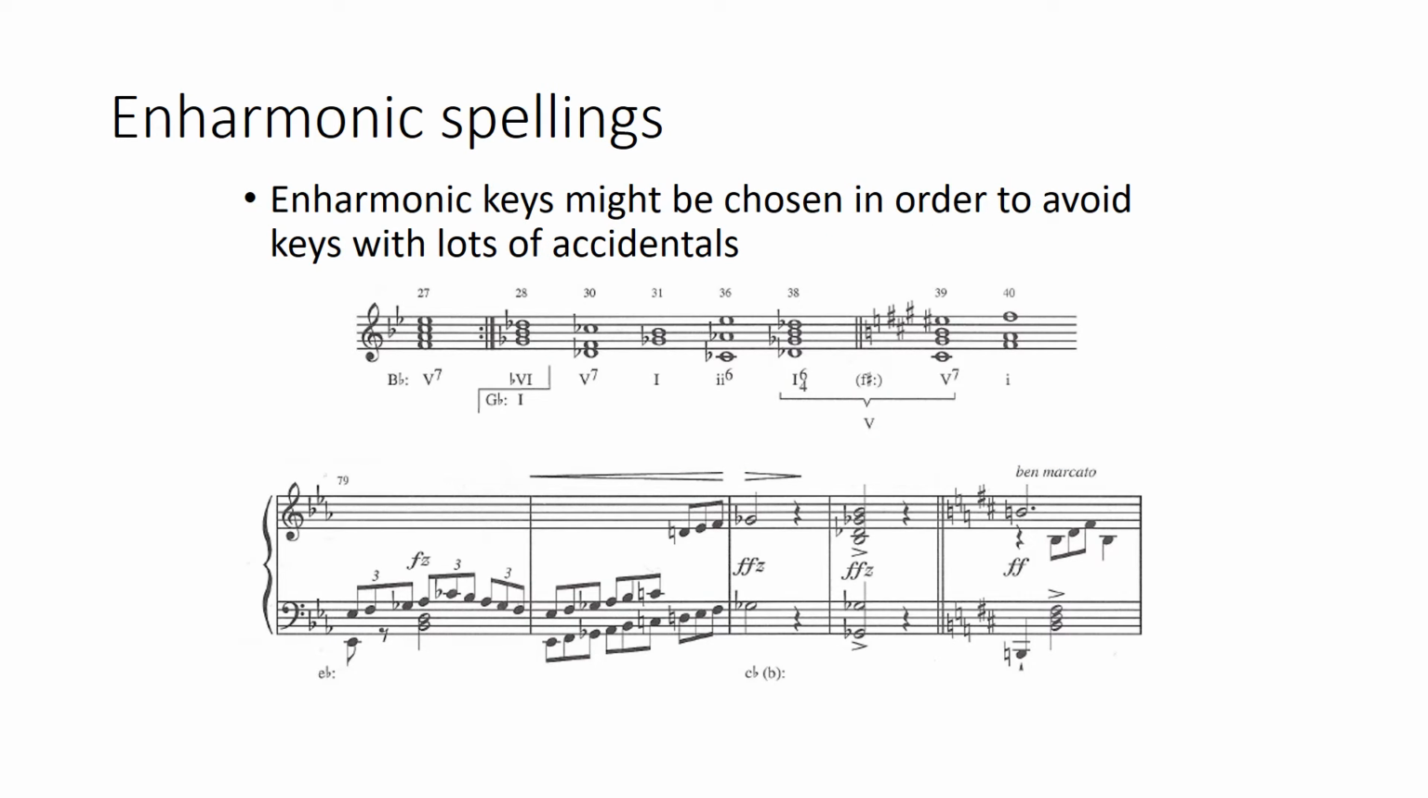Now the third thing you might see, and this is where things start to get a little more interesting, is the use of enharmonic keys. You might need to go to an enharmonic key to avoid a key that has a lot of accidentals, or even a key that doesn't exist. So here's a couple of progressions where we would have ended up in an impossible key. So I'm in B flat, and then there's deceptive motion to G flat. Now I'm in the key of G flat.